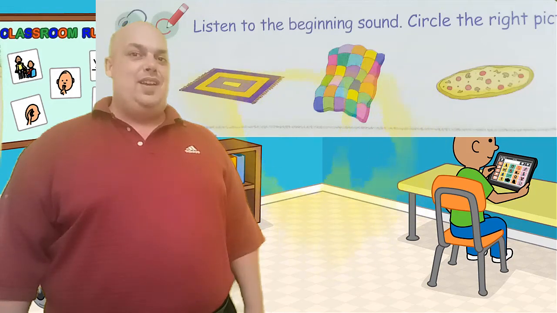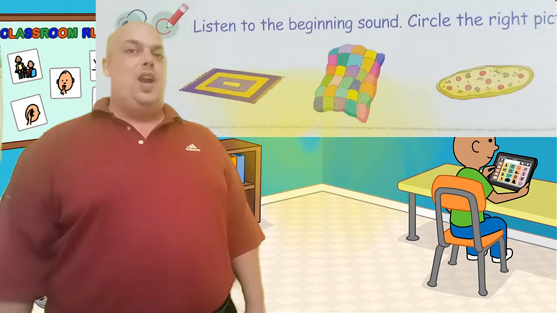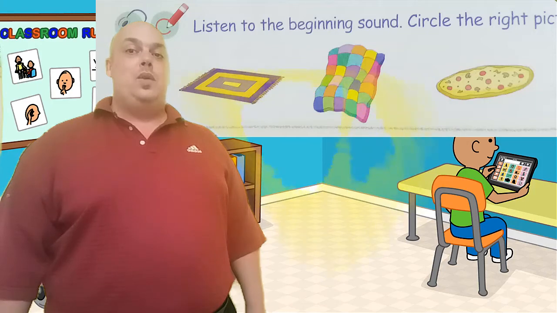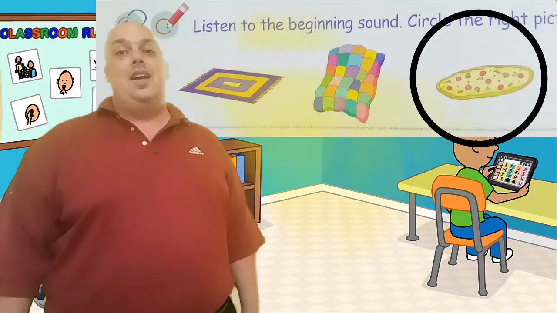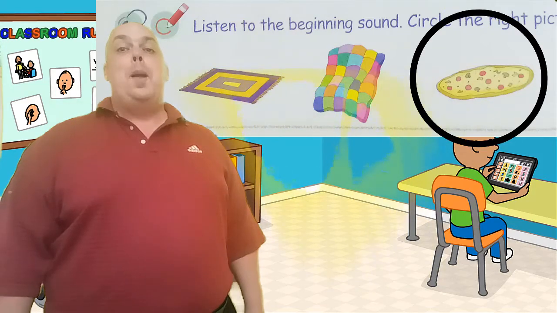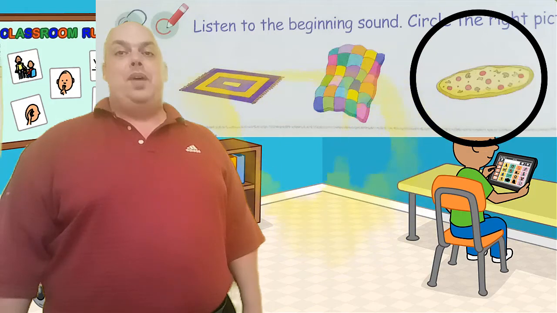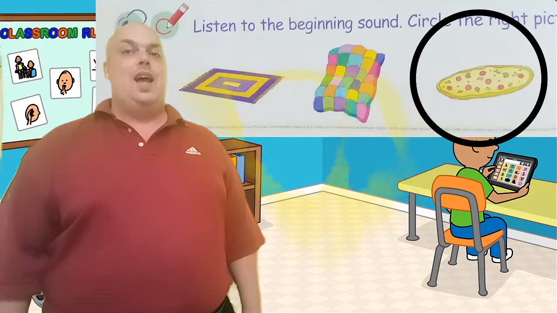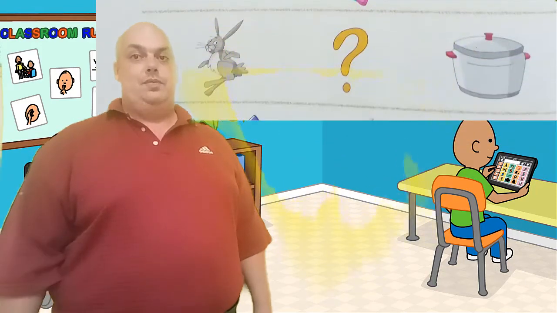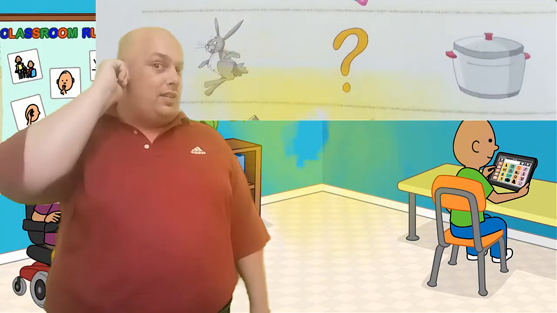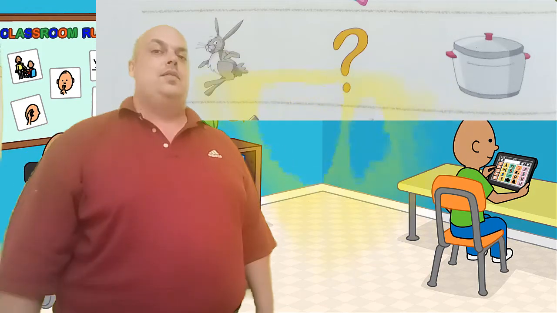Did you get it already? Well, if you're not sure, I'm going to show you the answer for the first one. So the word that starts with the P sound is, of course, the pizza. So you circle the pizza. But the next 2 lines, I want you to do all by yourself. All you have to do is listen. All right.